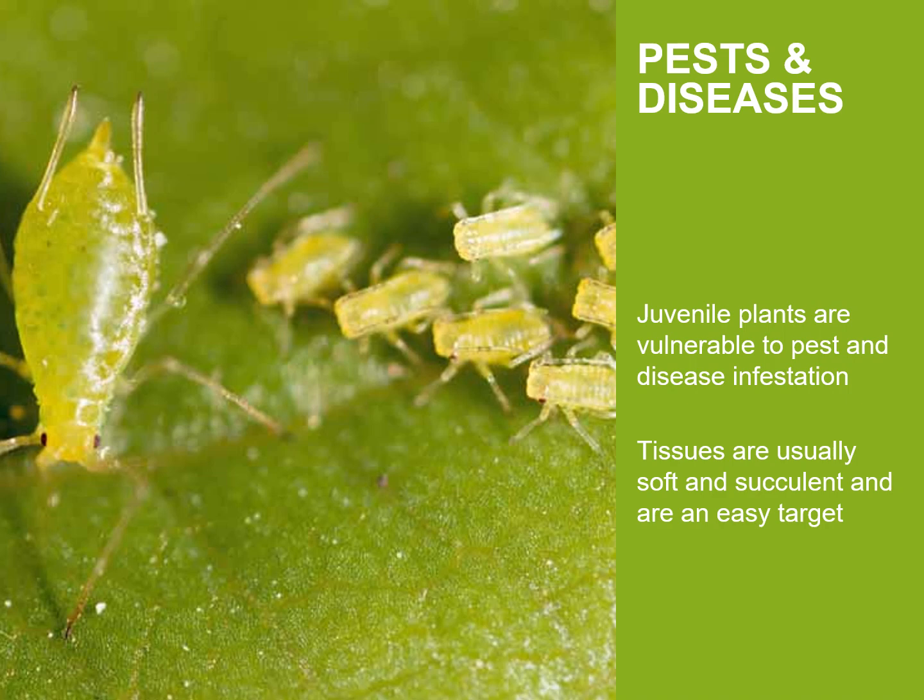So juvenile plants are quite vulnerable to pest and disease infestations. This is because of their small size, but also because the tissues that are developing are typically quite soft and succulent and are an easy target for insect pests like aphids, but also bird pests and mammal pests, so things like rabbits and also pigeons.